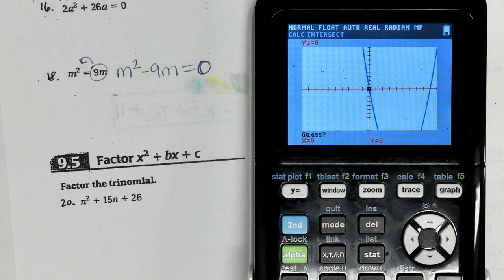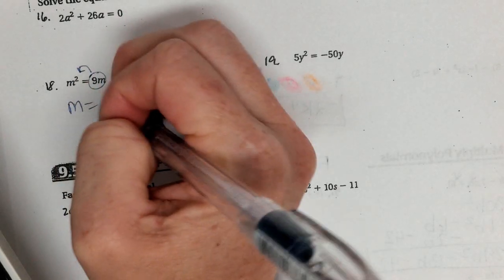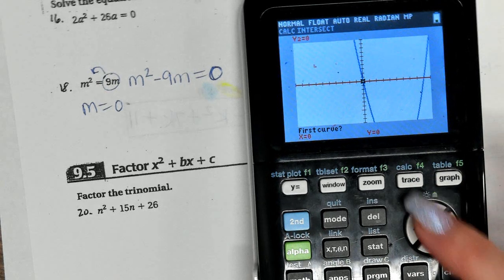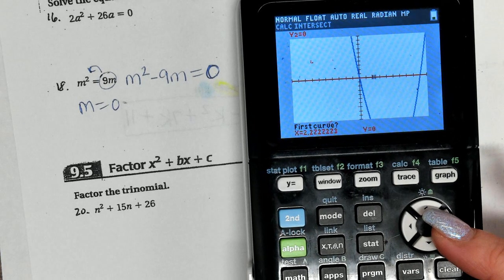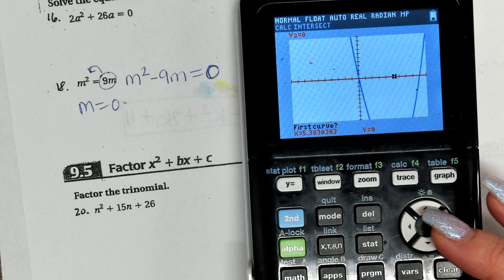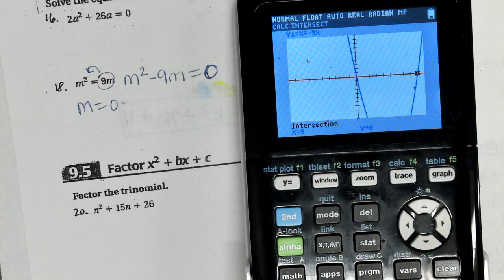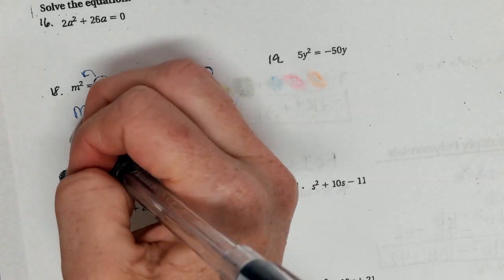The first one is touching at 0, so m is equal to 0. And the second one, I need to move my cursor over there. Enter, enter, enter. The second one is touching at the 9.